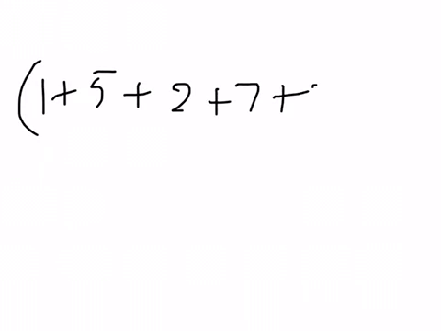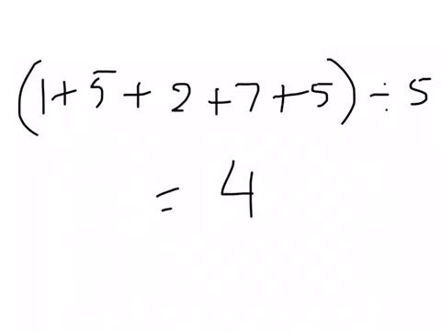Make sure when you put that in your calculator, you put brackets, because otherwise your calculator will do the division first, as it follows BIMDAS. So brackets, and then you divide it by how many numbers there were, 5, and check that you should get 4. Alright, the next one we're going to look at is the mode.